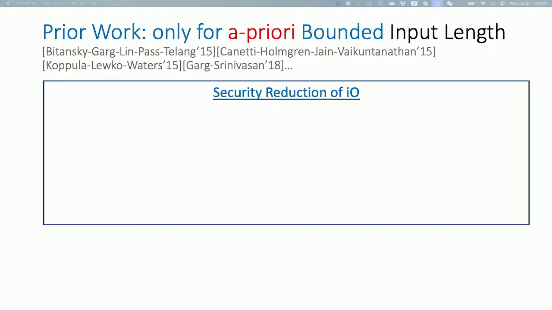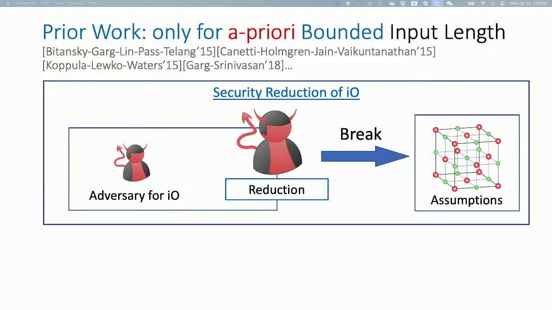So why is this the case? The reason lies in their security reduction of iO. So to prove the security of their iO for Turing machines, you need to start with some hypothetical adversary for iO, and then we use this adversary to build some reduction algorithm that breaks the underlying assumption, for example, the lattice assumption.